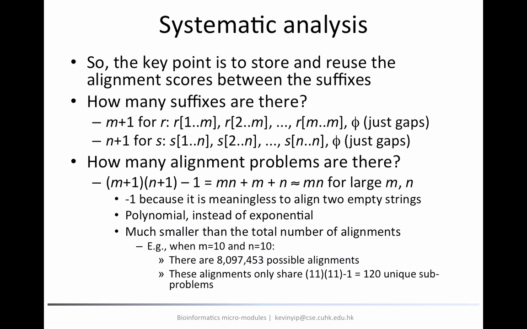To give you an idea how much saving we have achieved, let's consider m equals 10 and n equals 10. Previously, we have seen that if we enumerate all possible alignments, there are 8 million alignments that we need to compare. However, if you use this subproblem solving scheme, there are only 120 unique subproblems that we need to solve. This is a big improvement and making dynamic programming a very powerful way to solve sequence alignment problems.